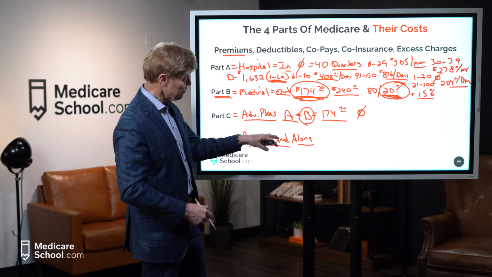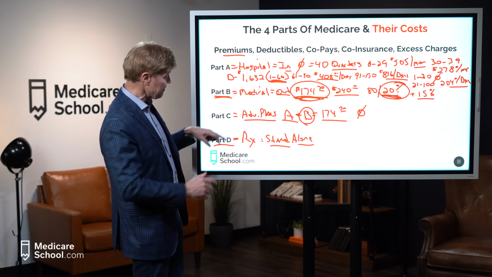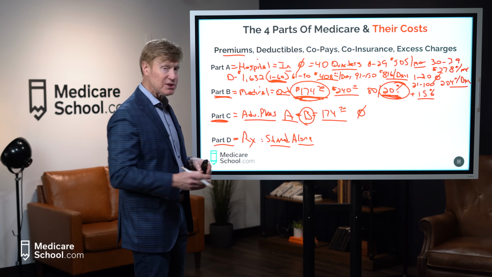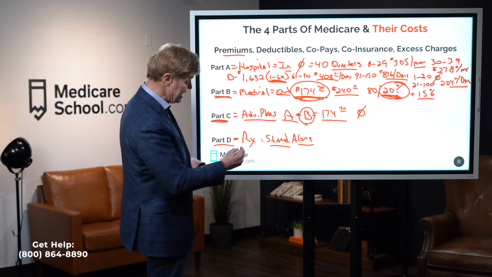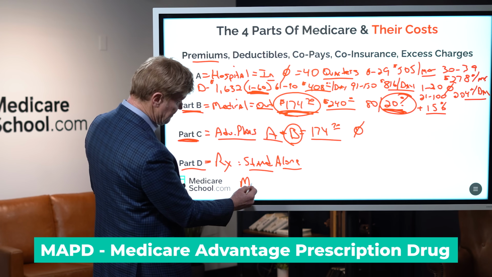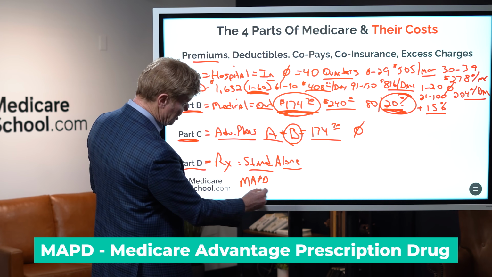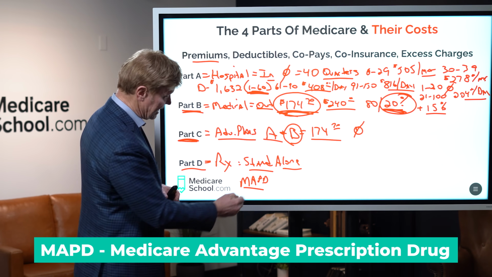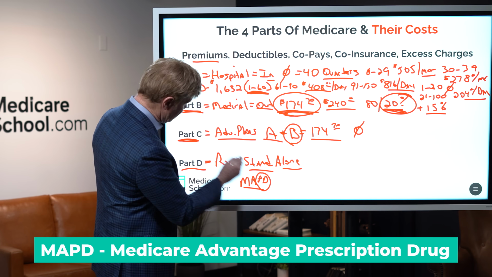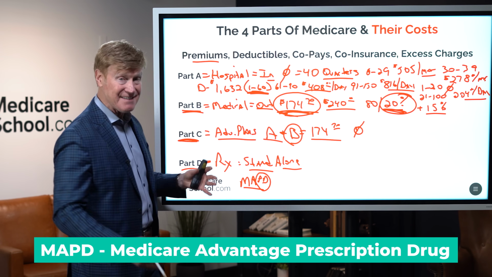All right? And so there's another way in which we can get meds covered, and that is they can be integrated within the C plan. All right, and we actually would call that a Medicare Advantage with prescription drug. We call that an MAPD plan. So there's an integrated Part D plan built within that Advantage plan.